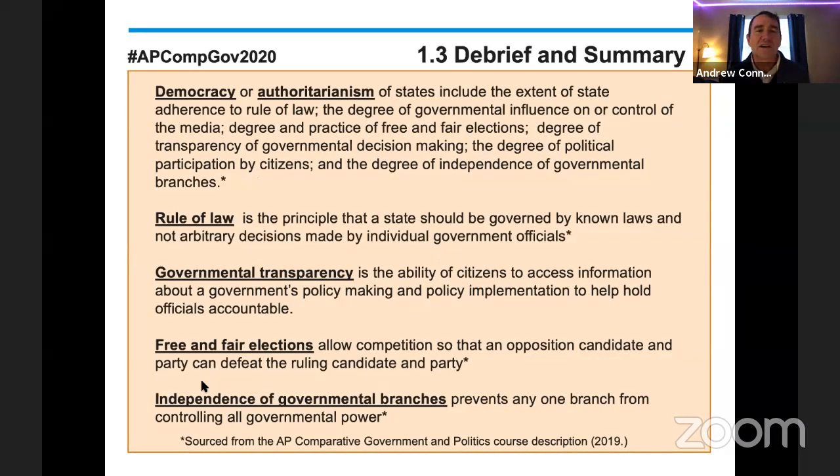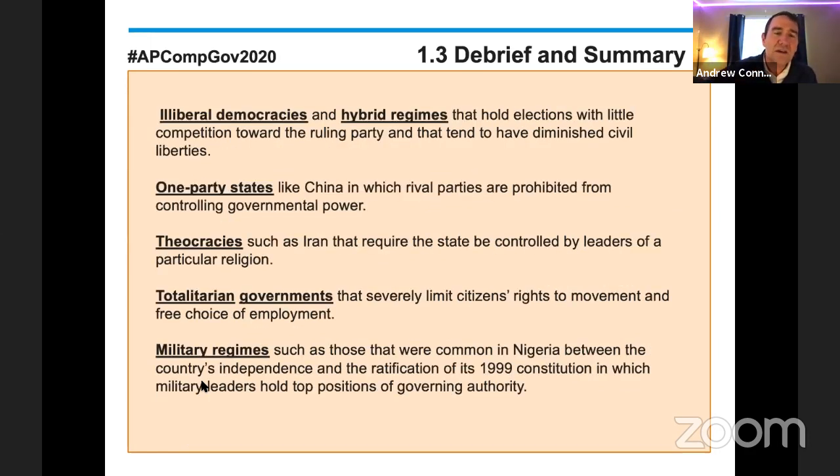So just a real quick summary. We're looking at the words democracy versus authoritarianism and what characteristics we can use to contrast those 2 concepts. Concepts like rule of law, transparency, free and fair elections, independence of governmental branches. And College Board in the course description does list specific types of authoritarian governments like illiberal democracies, one-party states such as China, theocracies such as Iran, totalitarian governments, and then military regimes. So those are all words that you should be familiar with.